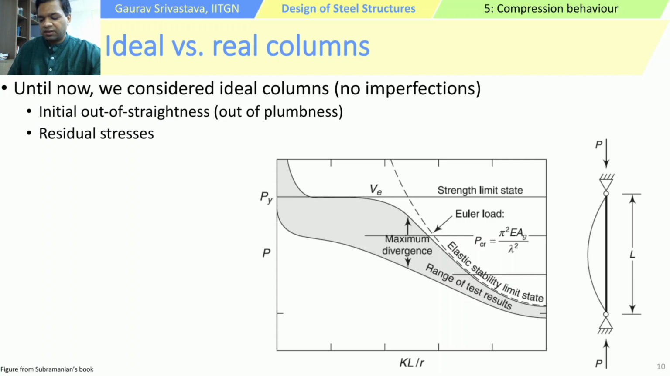The other important imperfection can be residual stresses. If you recall the manufacturing process, these plates or these sections are typically rolled at high temperatures, and then they are kept for cooling. Now, this cooling can actually become non-uniform. The portions of the member which are far away can cool faster, and the portions of the member which are inside can cool a little later. So this gives rise to residual stresses.